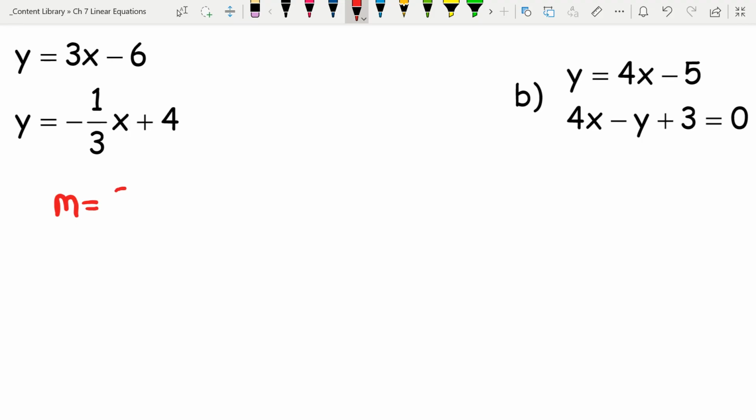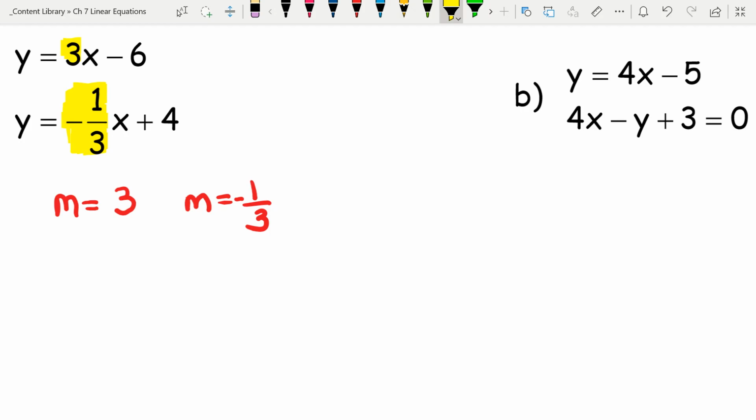So the first one has a slope of 3. The second one has a slope of 1 over 3, but it's a negative. So that's what you're looking at. Now can you tell for sure if it's parallel or perpendicular? Yes. So ask yourself, are they the same? Are those two things the same?